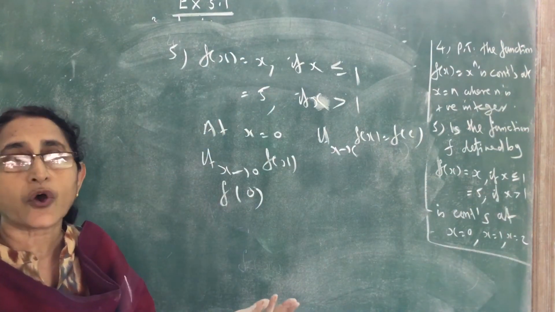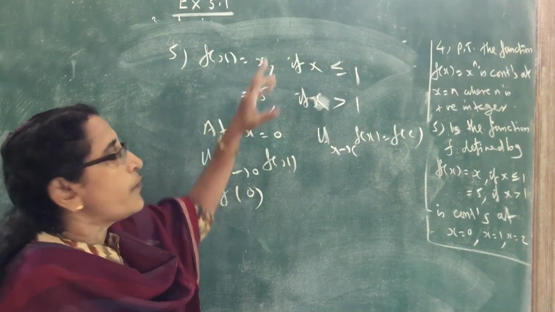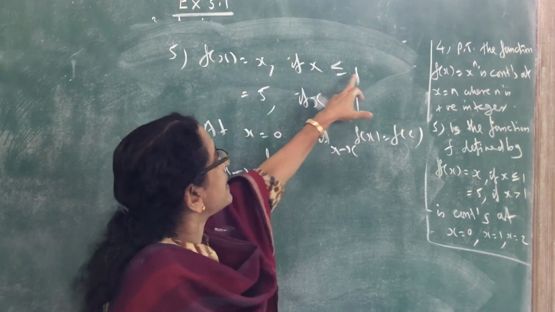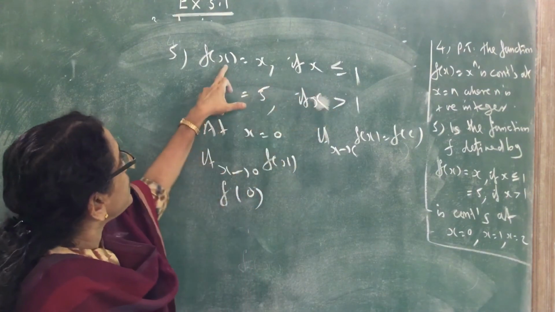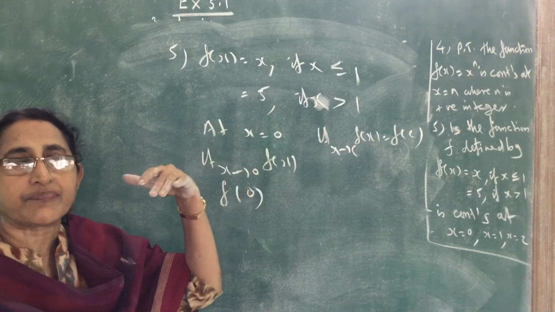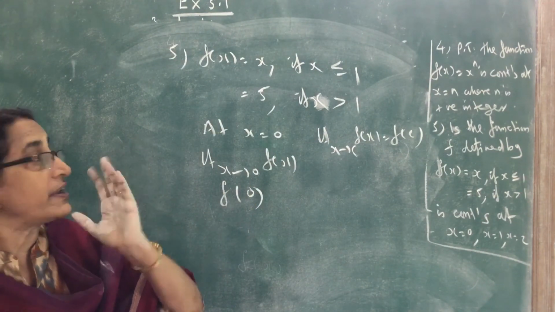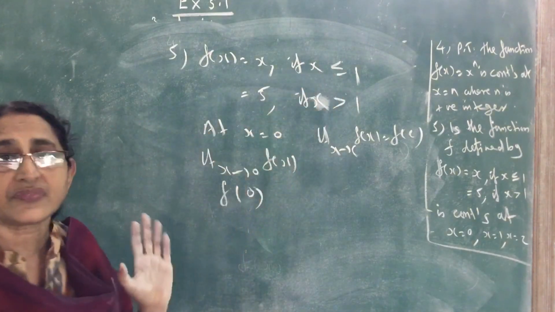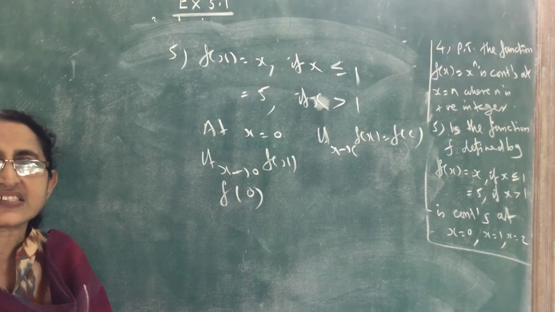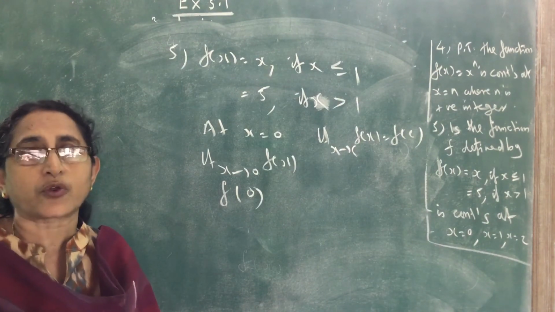What is f of 0? 0 is less than 1, so f of 0 is 0. What is f of negative 1? Negative 1 is less than 1, so f of negative 1 is negative 1. F of negative 2 is negative 2, like that. For all numbers less than or equal to 1, the function has only one rule. So it doesn't make any difference whether x is less than 0 or greater than 0. Greater than 0 means it is very close to 0, remember that.